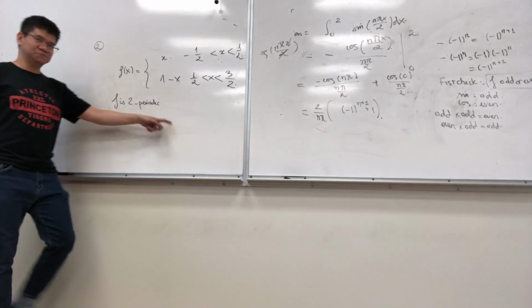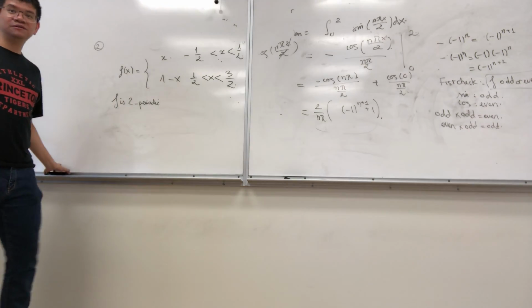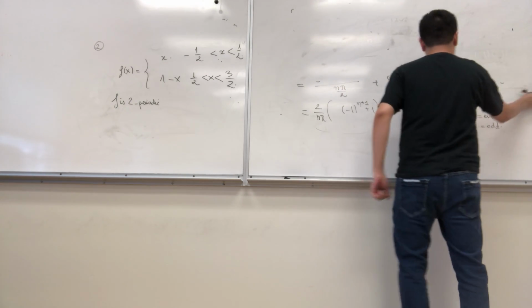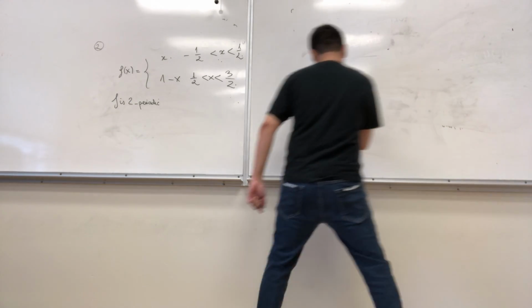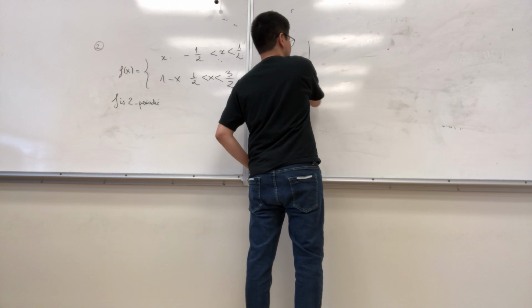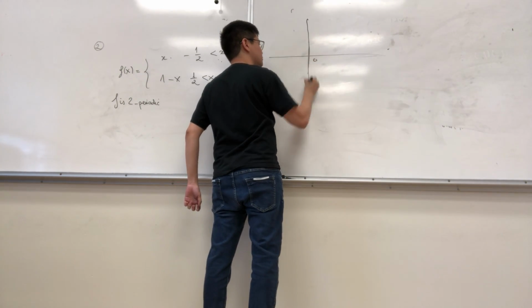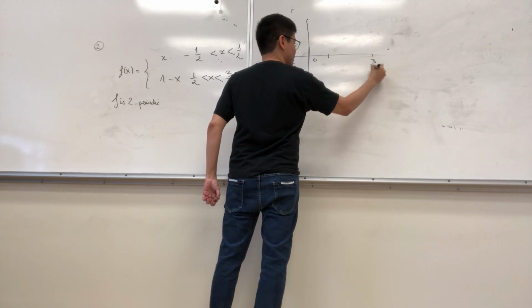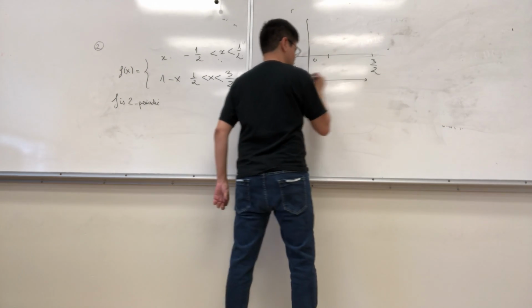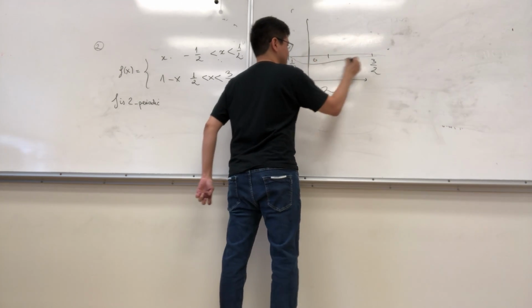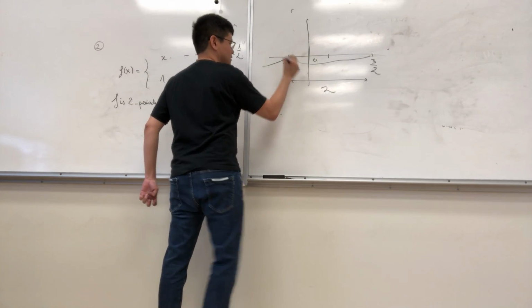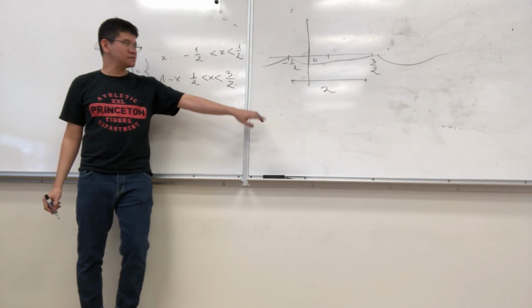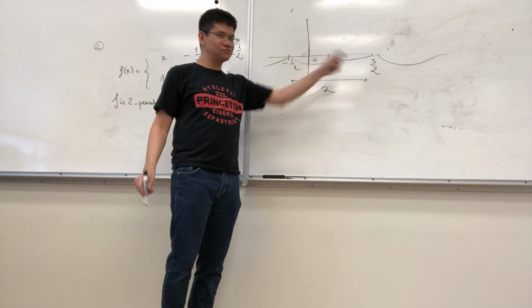So this function is 2 periodic, right? But this is not the standard one that we are trying to do from the beginning. So the function is defined from, so this is 0, right? Here you have minus 1/2, here you have 3/2, so this is 2. So the function is something like this, and this is periodic, right? But the interval is strange because it is from minus 1/2 to 3/2.